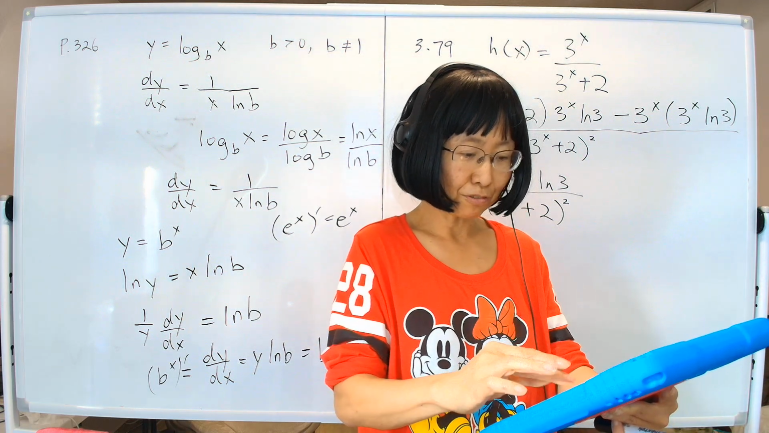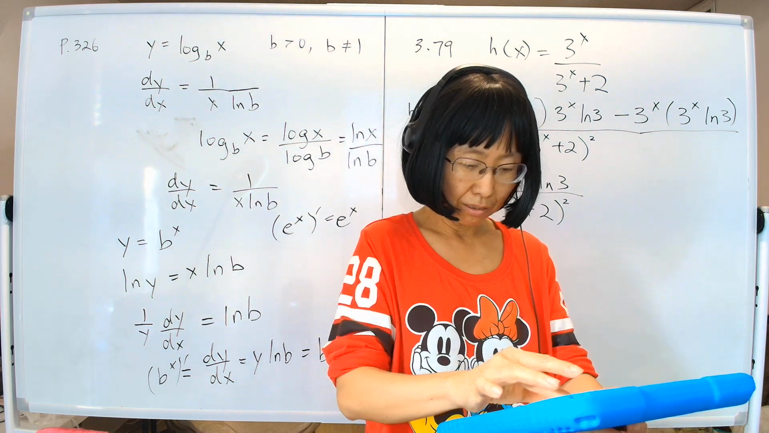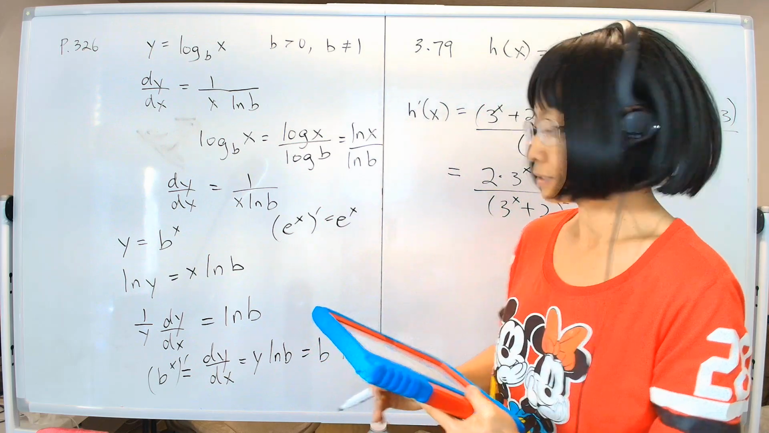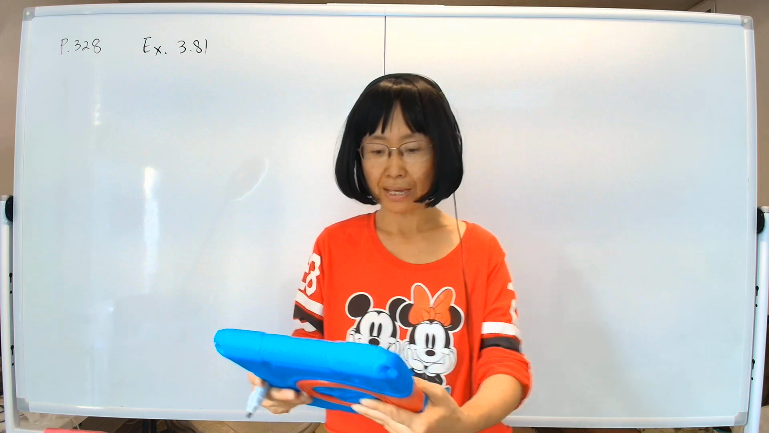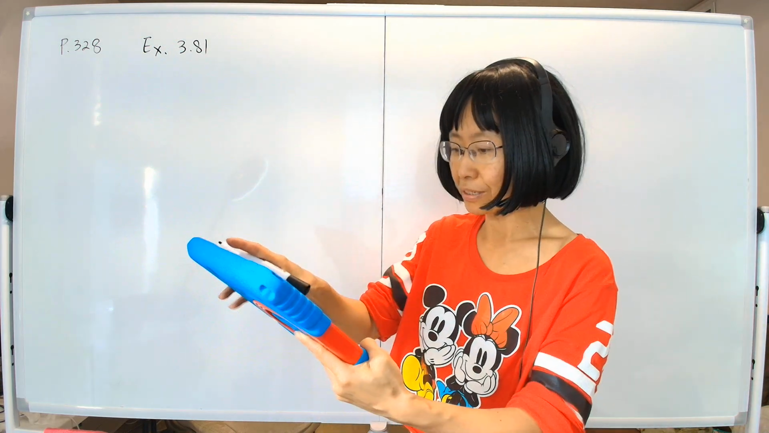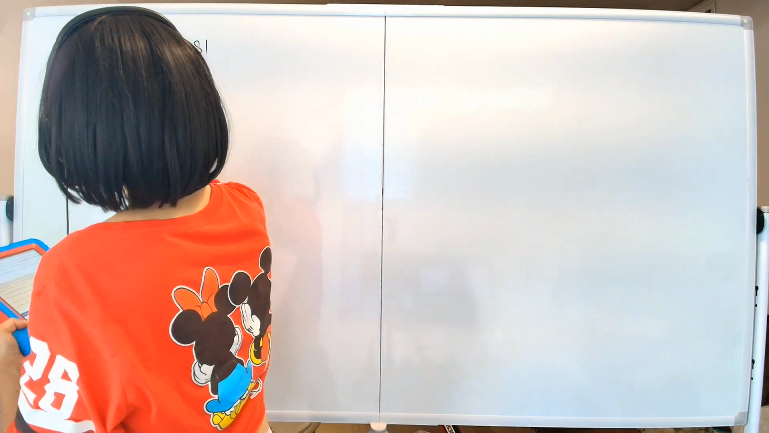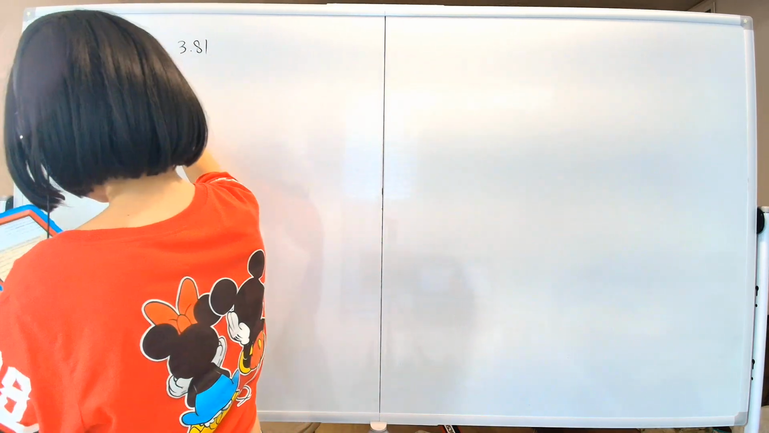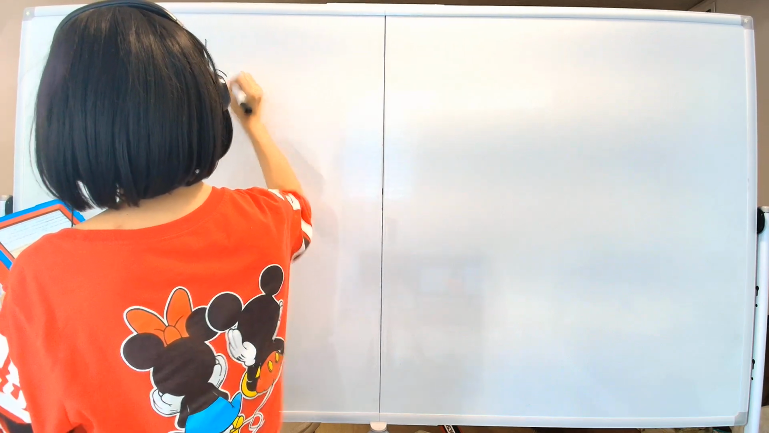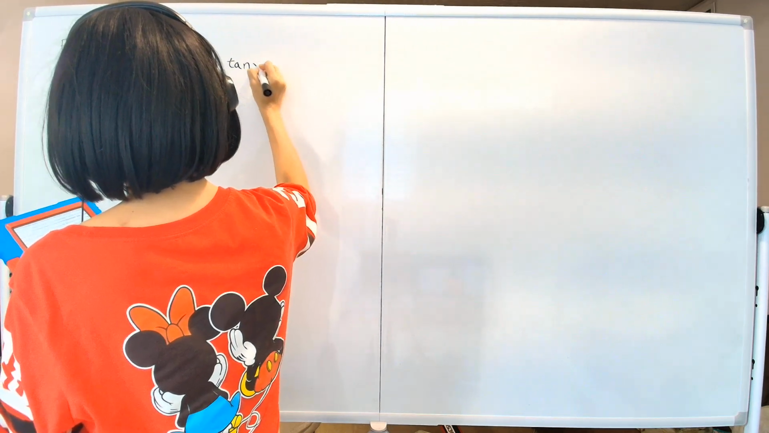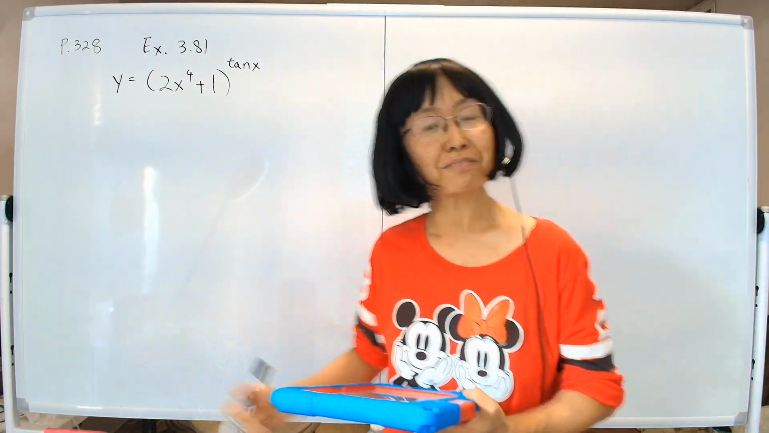Okay, so let's move forward to the next part, page 328, and we'll look at example 3.81. Now here's a very interesting example. Take a look at this. y equals (2x^4 + 1) all raised to the power tangent x. That is something that we have not done before.